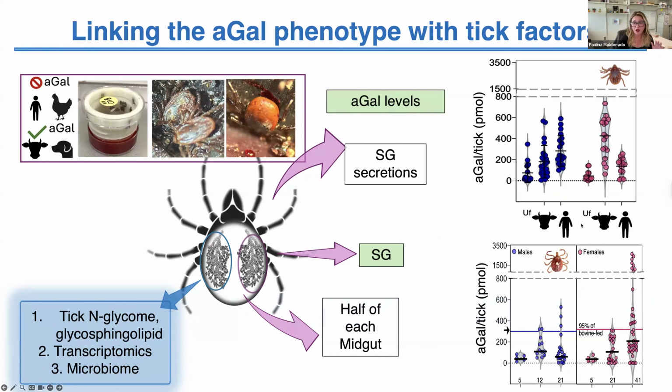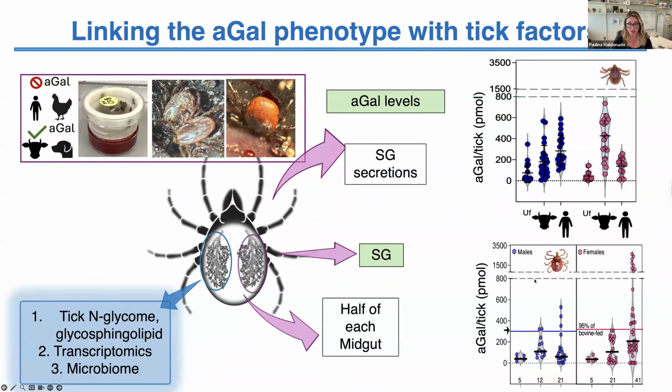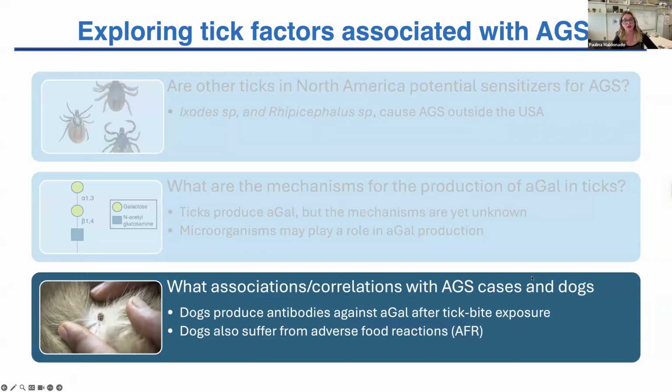Now, on the right is just to show the comparison of what we see with Rhipicephalus versus Amblyomma americanum at the bottom, which is somewhat shifted. The males seem to be producing higher than the females, as different in Amblyomma americanum.